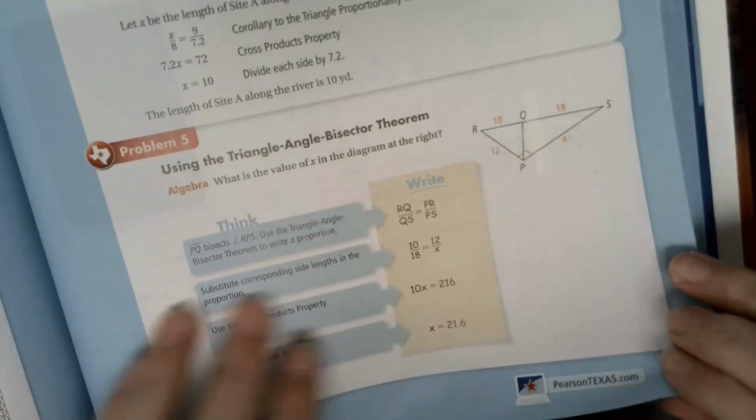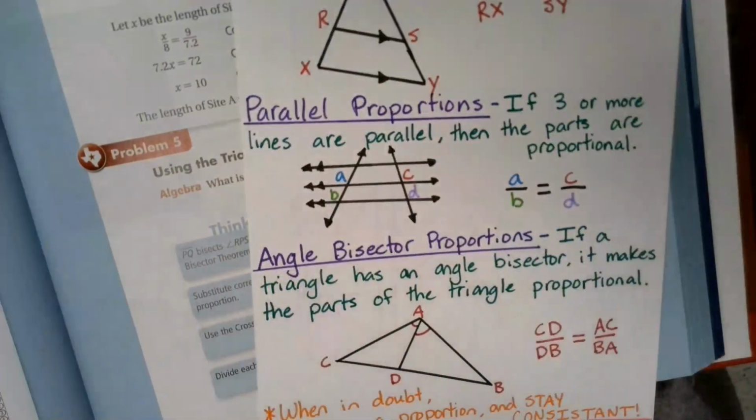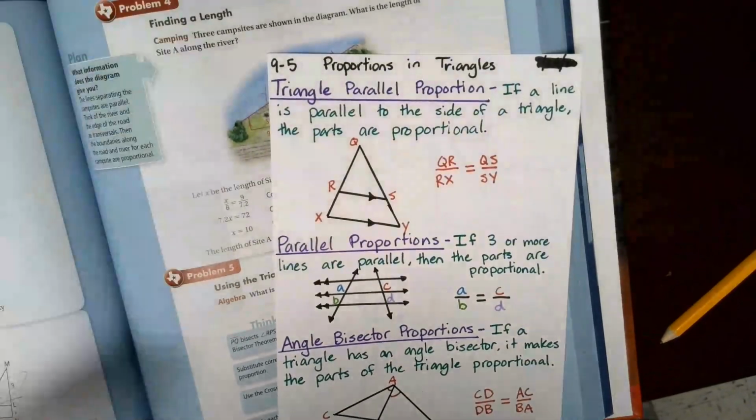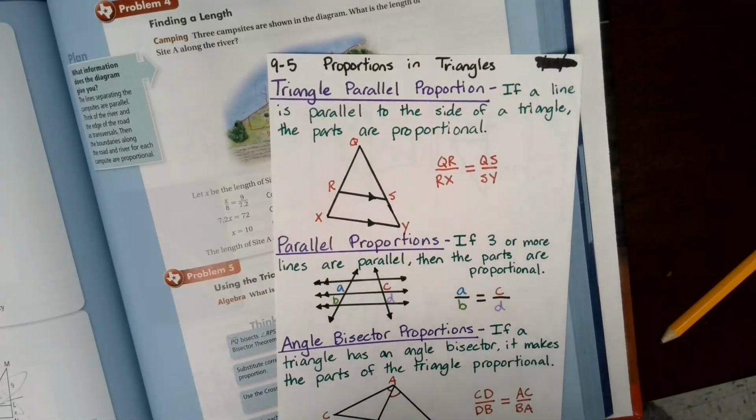Okay? So I believe that's all the example problems I have for you, but that's what 9-5 is all about. Remember, for all of Chapter 9, when in doubt, set up a proportion, and it doesn't matter how you start as long as you remain consistent.